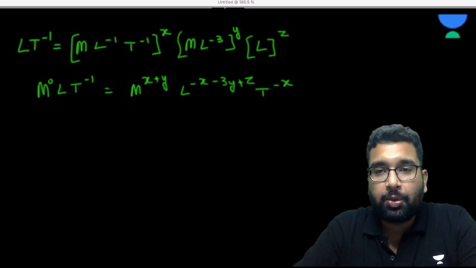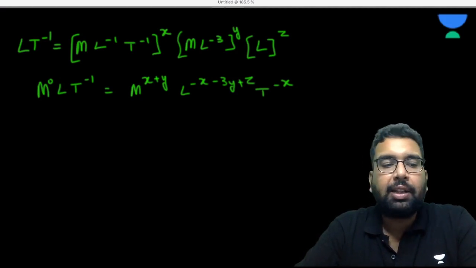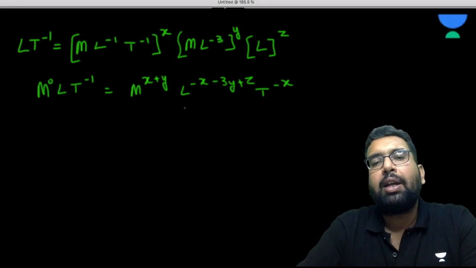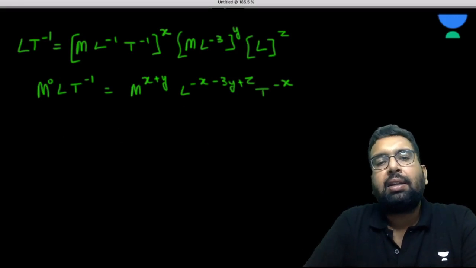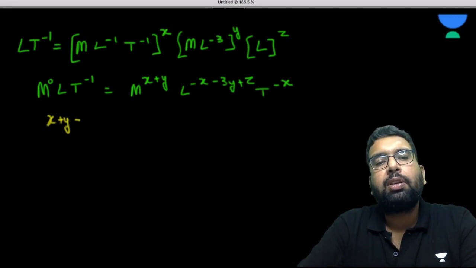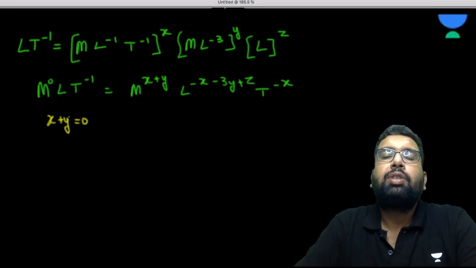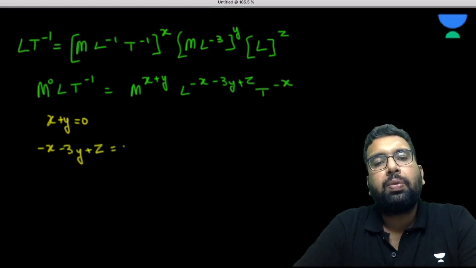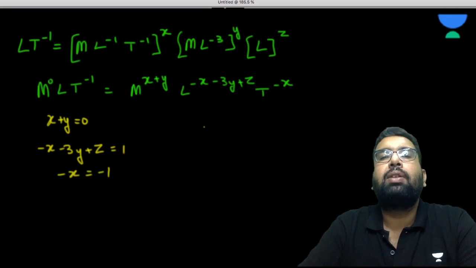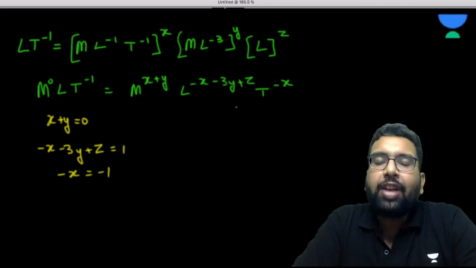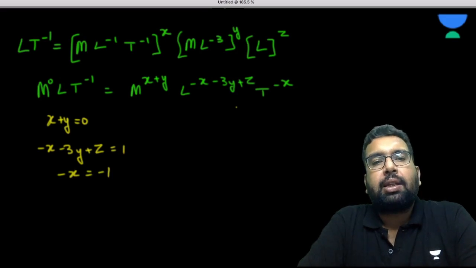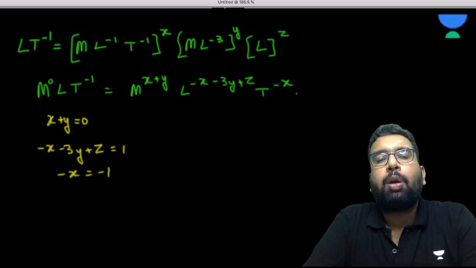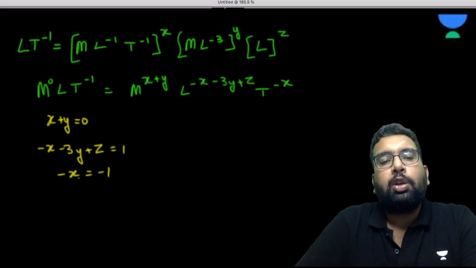And I hope all the students watching this video, or all the students who are live in this session, are attempting these questions beforehand, before I solve them. So from here I can say that x plus y is equal to 0, just matching again the powers of the bases. Then we have minus x minus 3y plus z is equal to 1, and minus x is equal to minus 1. Simply we are equating the powers of the same bases, like t to the power minus 1 and t to the power minus x. So minus x is equal to minus 1, so x is equal to 1.